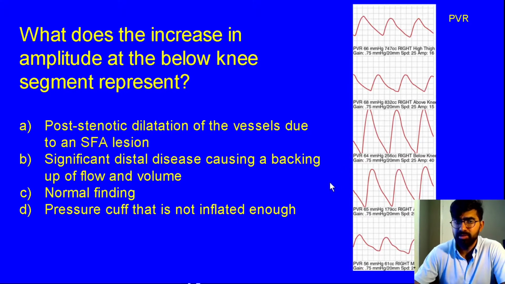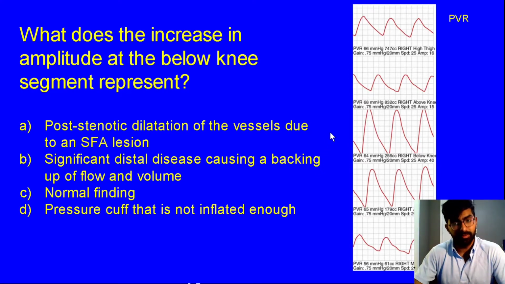Is it poststenotic dilatation of the vessels due to an SFA lesion? Is it significant distal disease causing a backing up of flow and volume? Is it a normal finding, or is it a pressure cuff that is not inflated enough? So think about that for a bit. From test taking purposes, think about the ones that are obviously wrong.